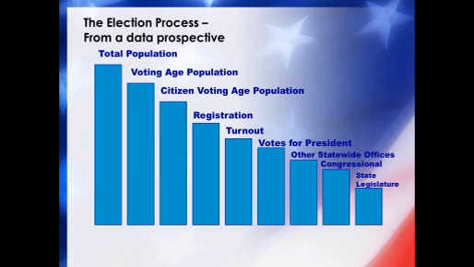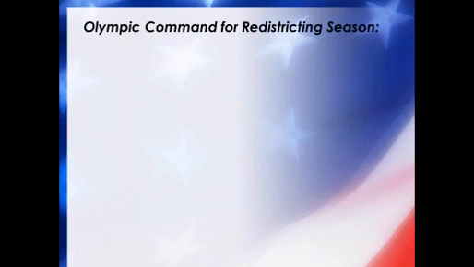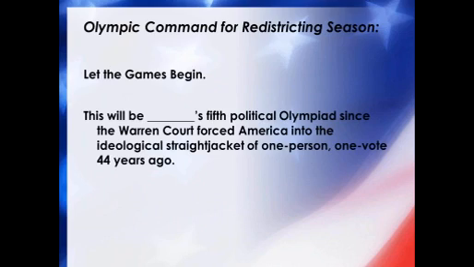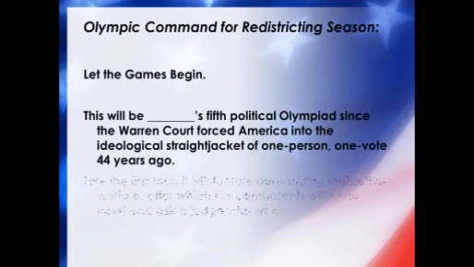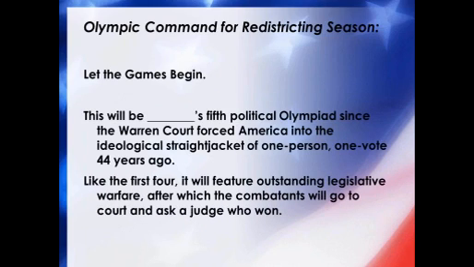Indeed, so if we look at the next slide then, one of the things in conclusion we can be looking at from previous decades is an Olympic command for the redistricting season. So we can let the games begin. And indeed, this will be, whatever state you're in, the 5th Olympiad since the Warren Court forced America into the ideological straitjacket of one person, one vote. Like the first 4 times we've done this, it will feature outstanding legislative warfare, after which the combatants will go to court and ask a judge who won.